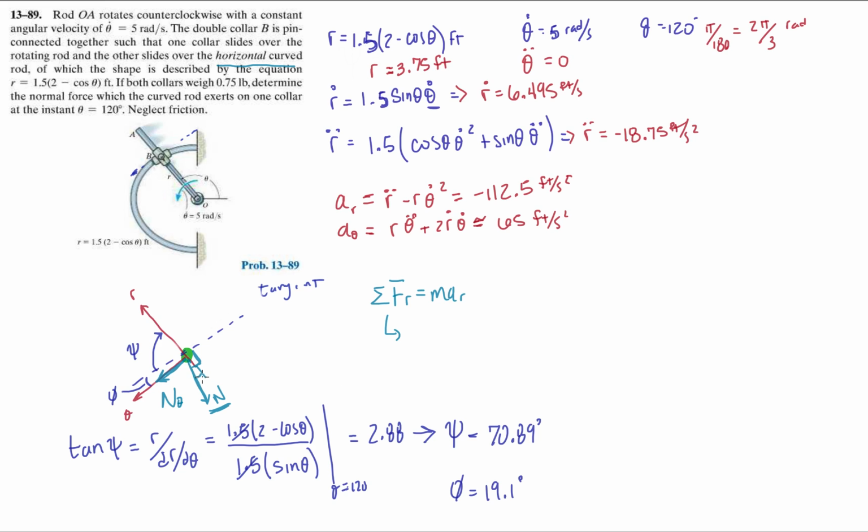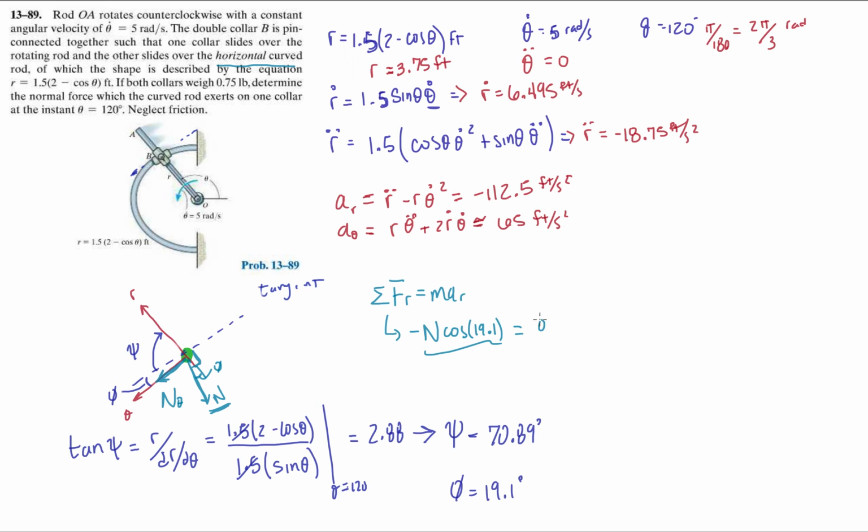Remember that this angle over here is phi. Okay, so we're going to have minus N because it's pointing in the negative R direction, cosine 19.1, okay, and that's the only force that's acting on collar B, or the collar that's closest to us, right. That's the only force in the R direction that's acting on the front collar. So that's all, right? Equals mass times acceleration, right?